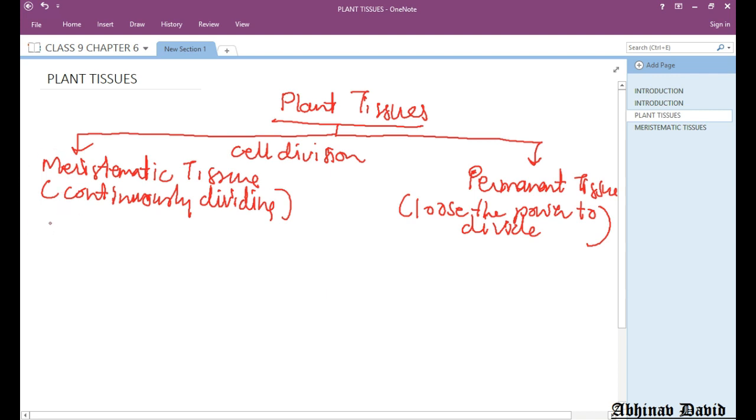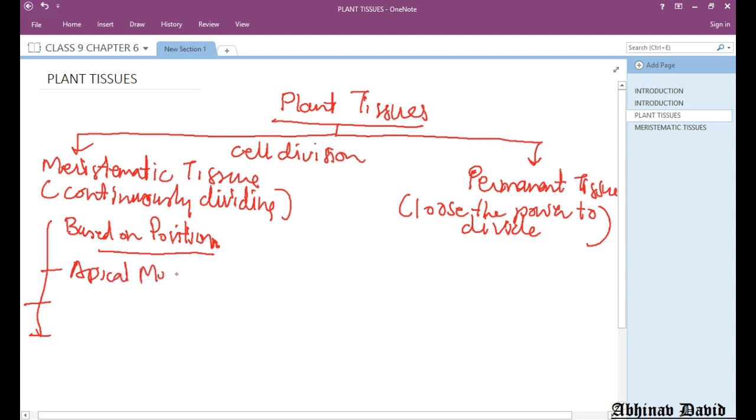Now meristematic tissues are again divided into three categories based on position. Number one, lateral meristem. Number two, intercalary meristem, and number three, the meristem which is present at the tip, that is called the apical meristem. So we'll write here apical meristem.